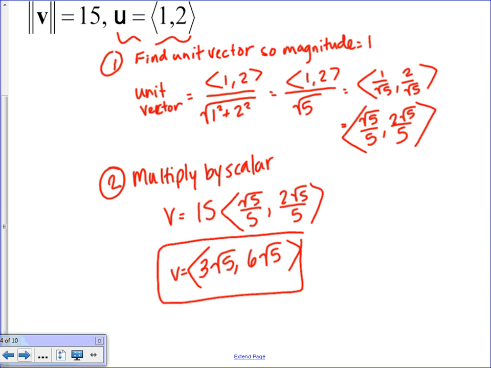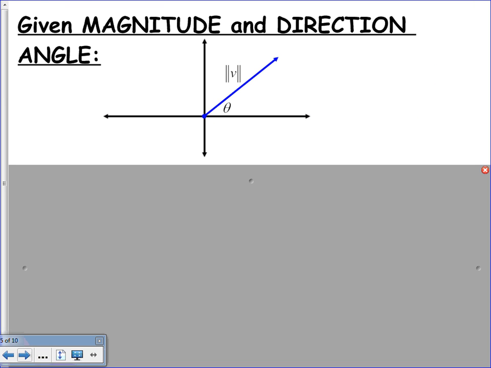Okay, the next slide I'm going to talk about is something a little bit different from what we talked about yesterday, so a small set of notes there. Suppose you're given a problem and you're given the magnitude and the direction angle.